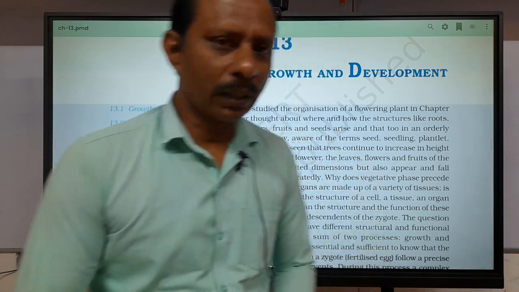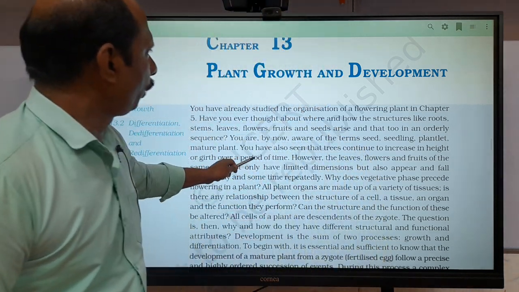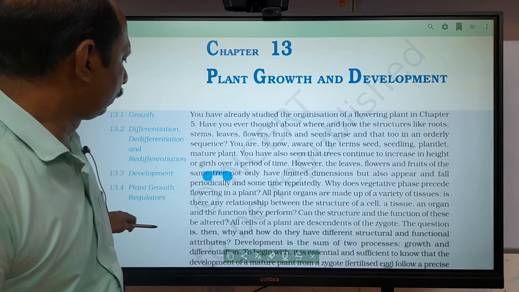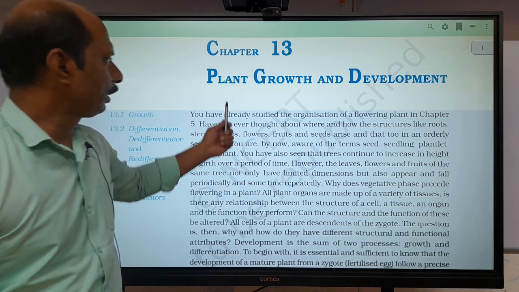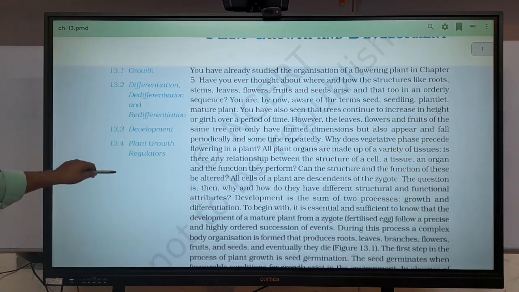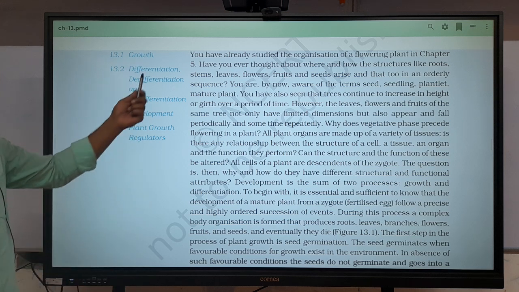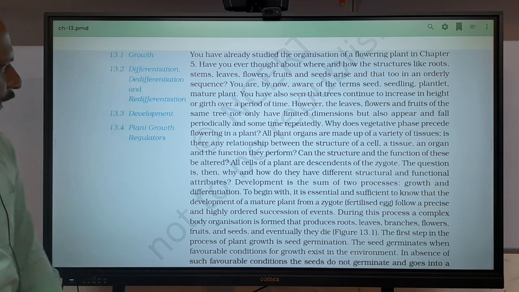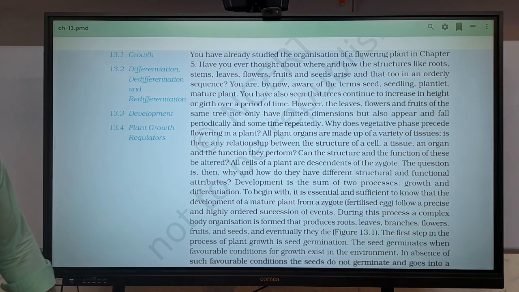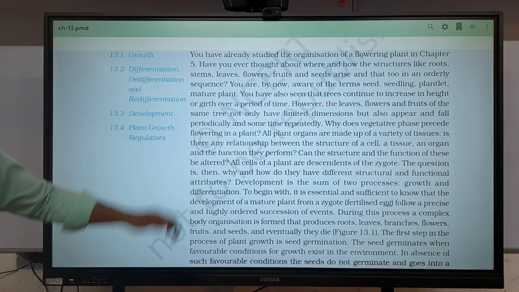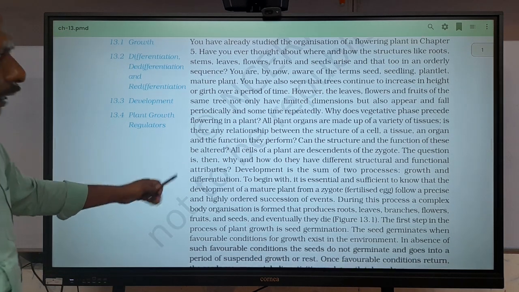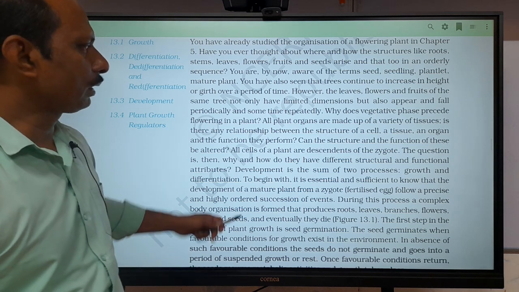Hello students, once again we are going to read line by line the NCERT chapter 13 in plant physiology. It is plant growth and development. In this chapter we are going to read about growth, differentiation, dedifferentiation and redifferentiation, then development, and the responsible plant growth regulators. In this case, intrinsic plant regulators, we are going to read this one, right? So what is given here? That is given what is growth.